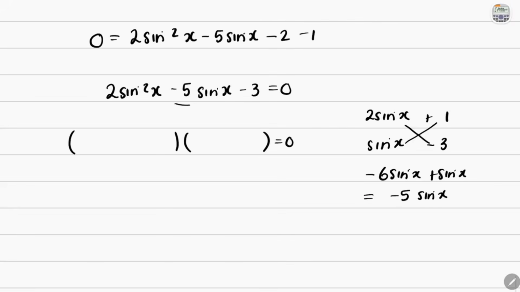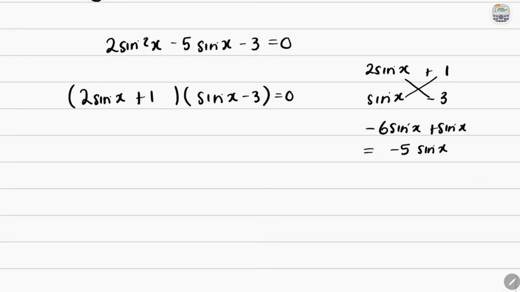Okay, so there we go. It is the middle term. So we know that these factors would work. So our factors are 2 sine x plus 1 and sine x minus 3. Great. And now we can solve for x. So 2 sine x plus 1 equals 0, or sine x minus 3 equals 0.